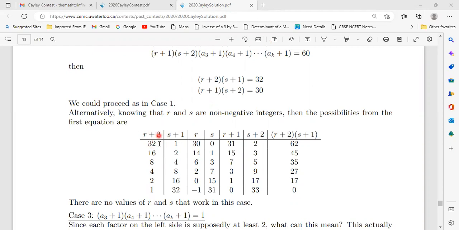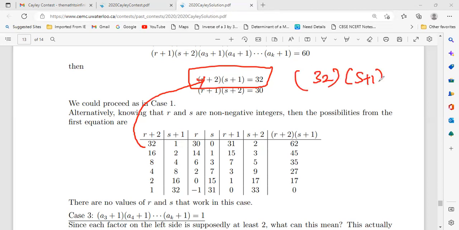So when you substitute r plus 2 as 32, s plus 1 should be 1, right? Because if you check this condition and substitute r plus 2 as 32 over here, 32 times s plus 1 is equal to 32. So s plus 1 would give you the result as 32 by 32, which is 1. So that is how you will obtain the value of s plus 1 as 1. Can you follow this?